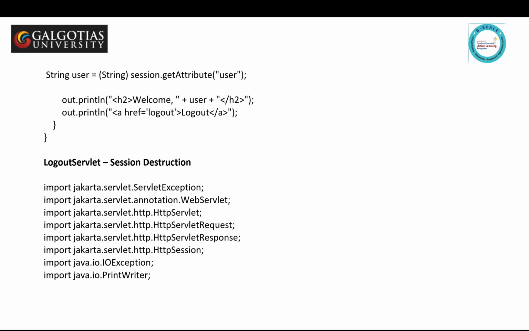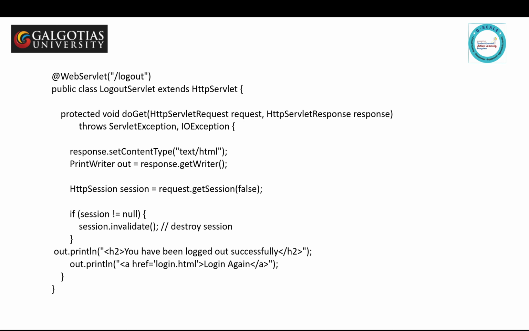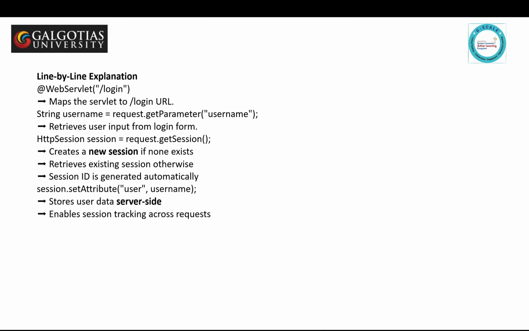In the logout servlet, we again use getSession(false) to avoid creating a new session. If the session exists, we destroy it using the session.invalidate method. This removes the session ID, all stored attributes, and server-side memory. This step is critical for security.